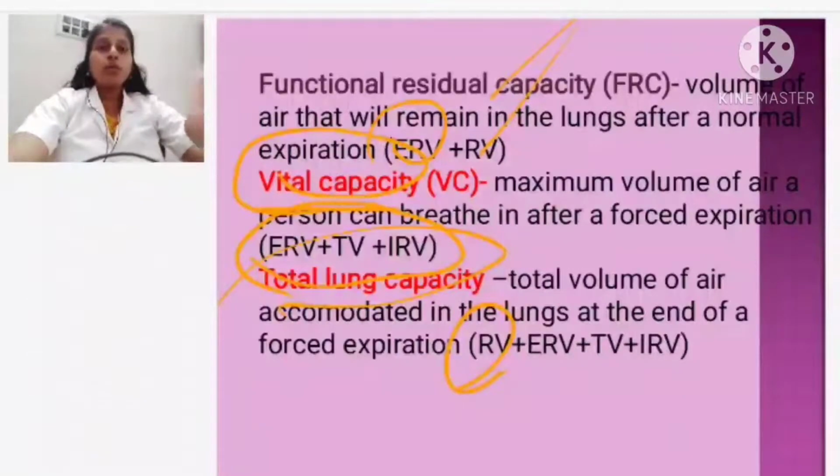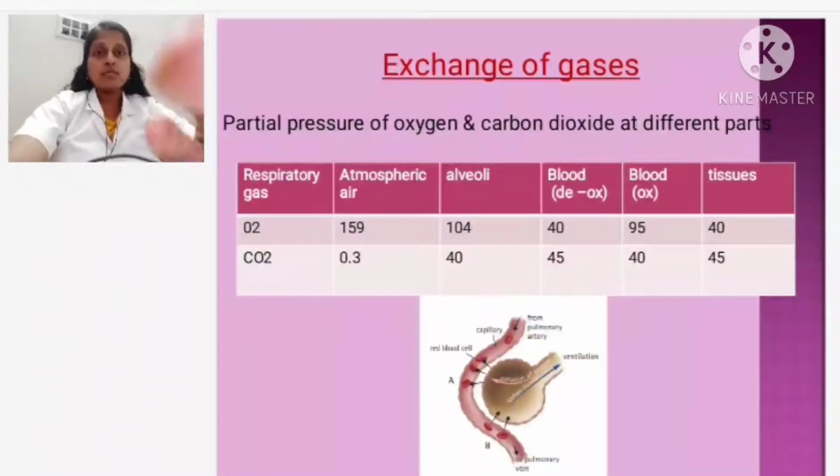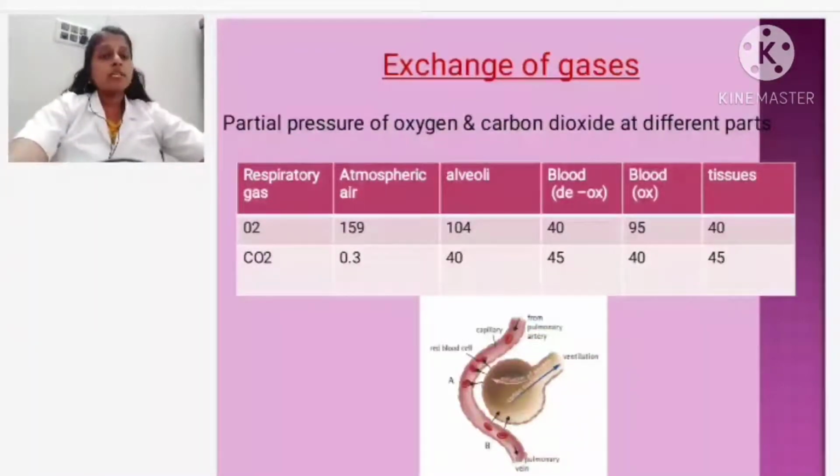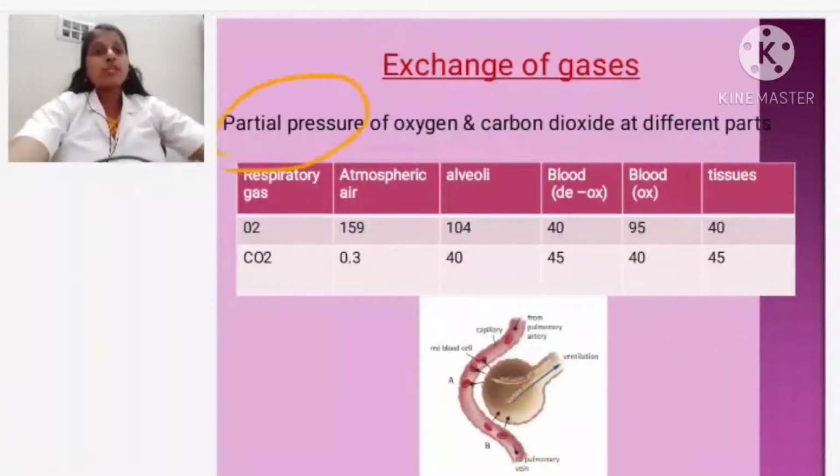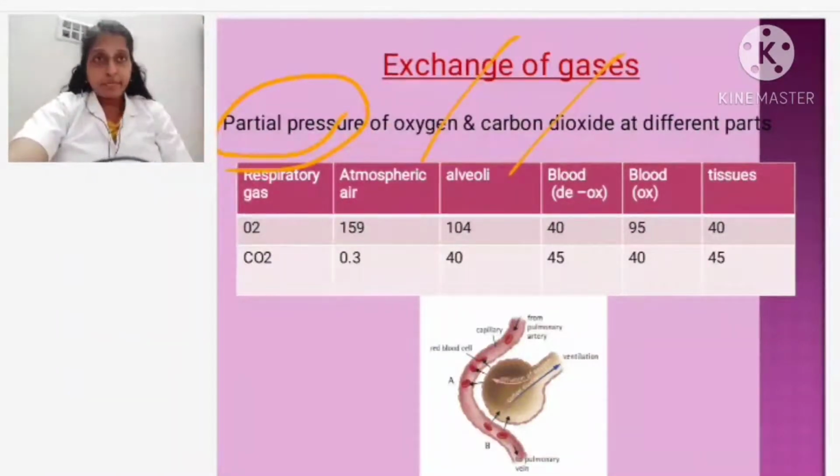Next we are moving on to exchange of gases. So what is the next topic? We are moving on to exchange of gases. Listen carefully, how is this exchange of gases taking place? Exchange of gases depends upon the partial pressure, meaning the pressure of oxygen and carbon dioxide, which will be different at different parts of the body. Based on the difference in pressure only, gases move from one place to another. So pressure difference is responsible for the movement of gases from one place to another.